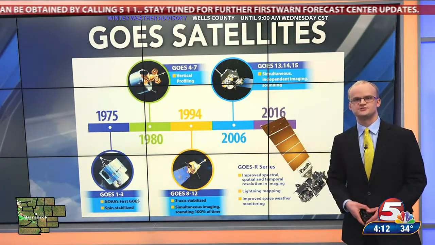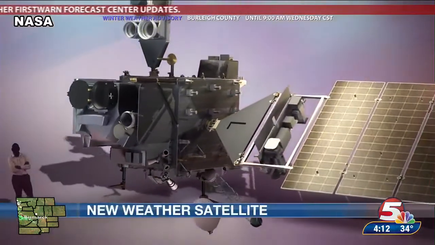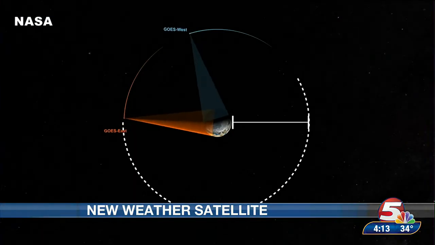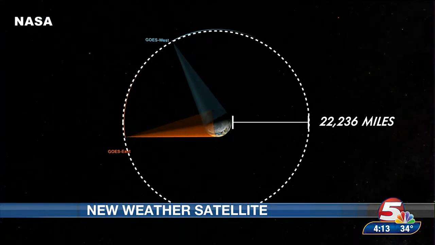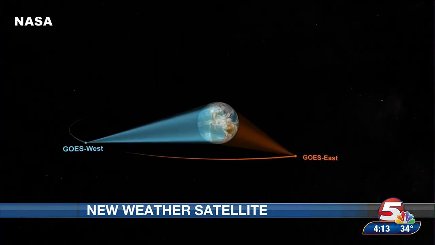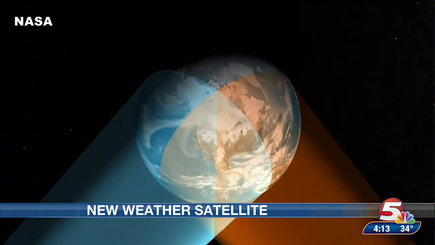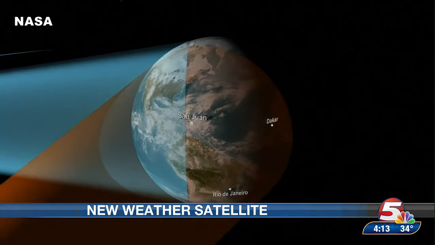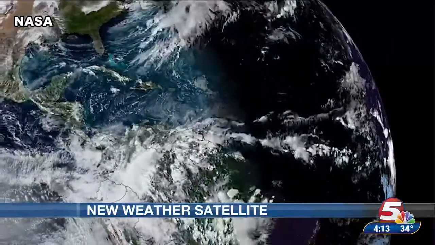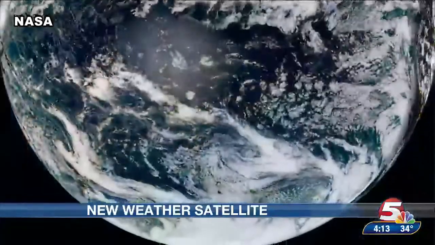And we'll show you some of this footage of what the building process looked like of the satellite. You can see the satellite being constructed there. It's about the size of a small school bus, weighs over 6,000 pounds. And you can see GOES East versus GOES West. This satellite is going to be on that western side, looking over mostly the Pacific Ocean and the western side of the United States. That's the position it will be going into once it moves into orbit around the Earth.